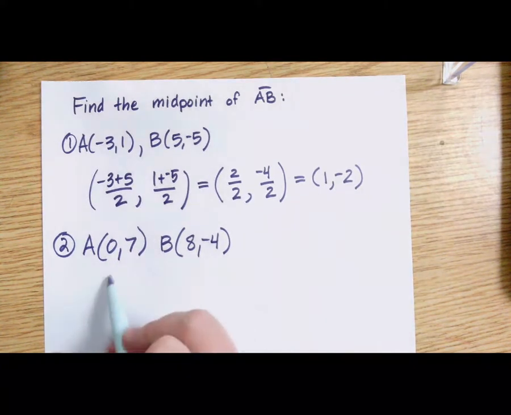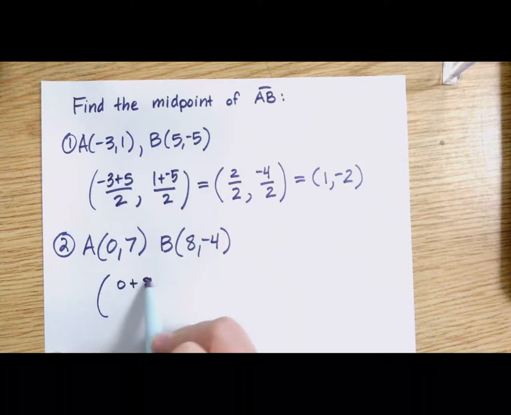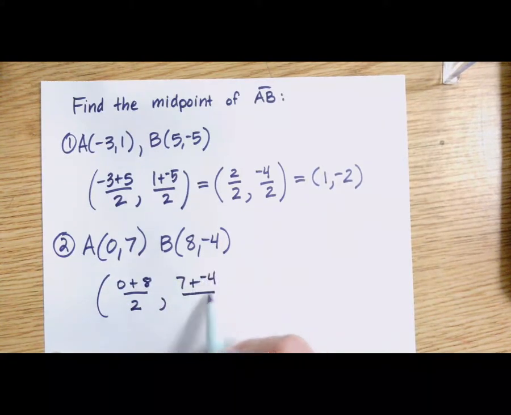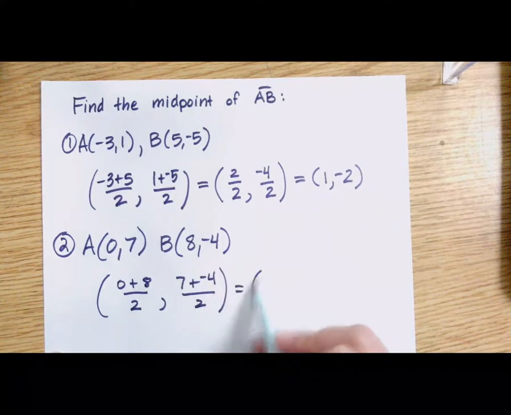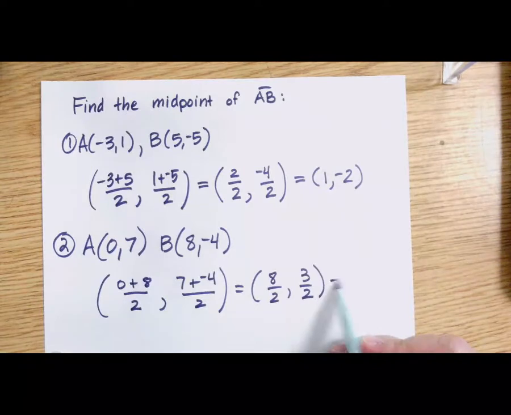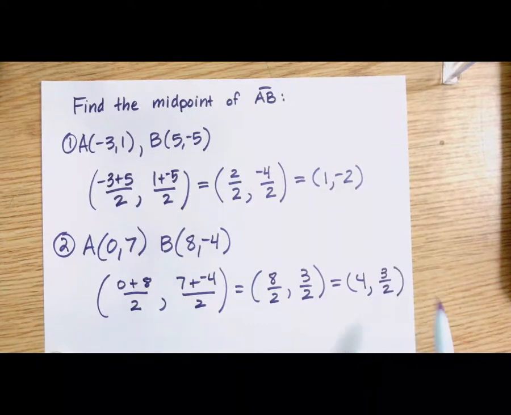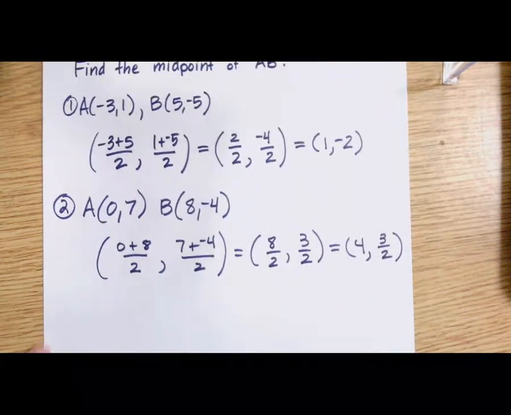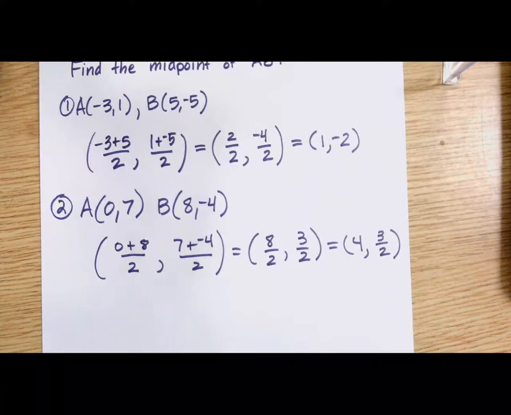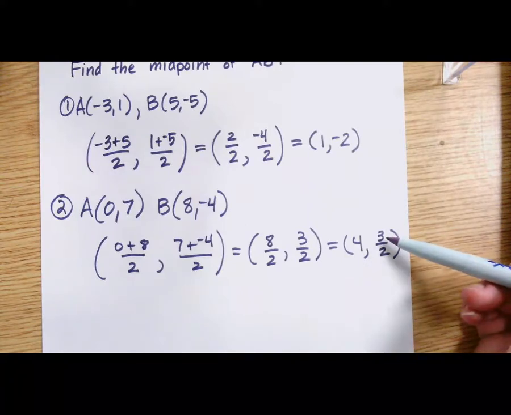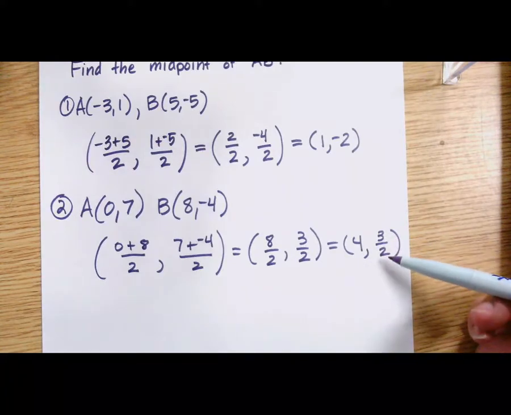And then pick them back up. I'm just going to add the x's together, divide by 2. Add the y's together, divide by 2. That gives me 8 over 2 and 3 over 2. 8 divided by 2 simplifies to 4. 3 halves, I would just leave like that. There's nothing wrong with an improper fraction, quote, unquote. In other words, that's what they're called usually in elementary school or middle school, but it's fine to have a fraction with the numerator higher than the denominator.